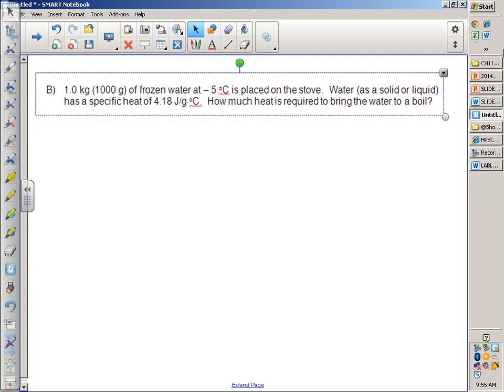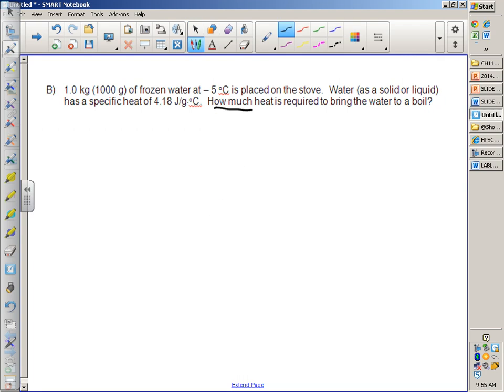So starting off, what's the first thing we should do? What are we looking for? So Noor, what are we looking for in this problem? How much heat, right? And what letter do we use to represent how much heat, Noor? Q, right? So again, this problem is asking us about Q.